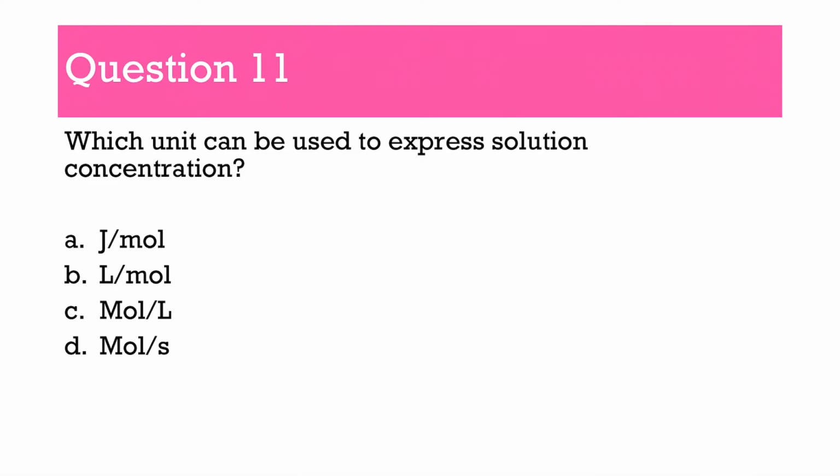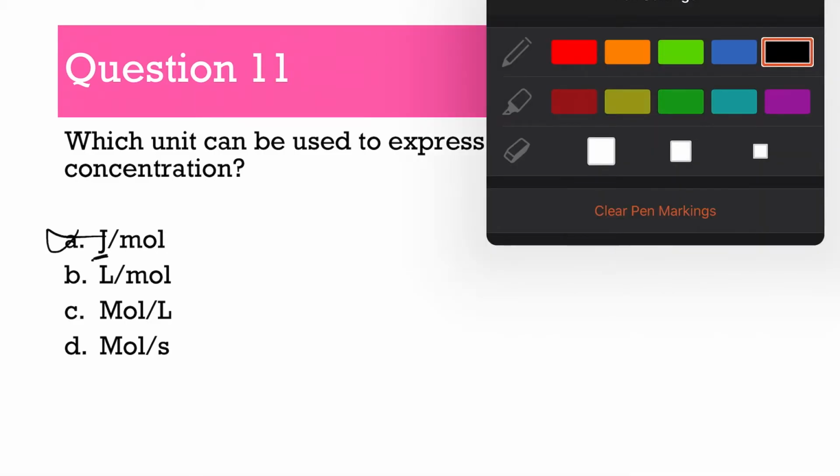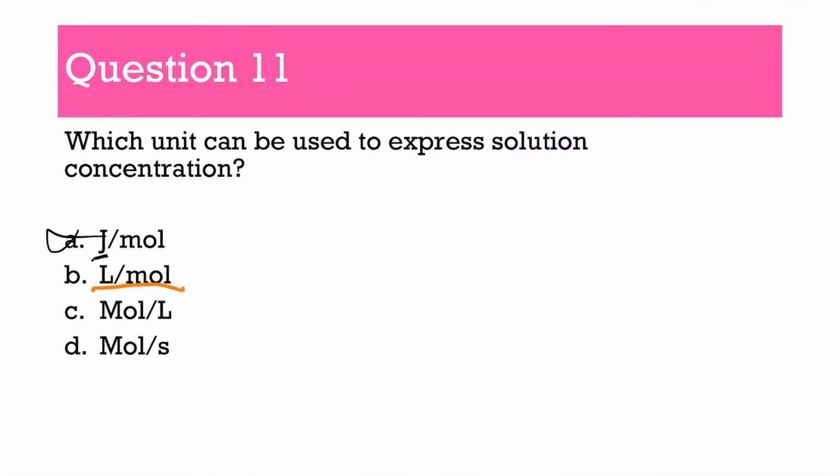Number 11, which unit can be used to express solution concentration? So J is joules. We haven't talked about that. Not going to be that. Liters per mole. It's using the right units, but in the wrong way. So remember, again, molarity is moles over liters. So liters per mole is backwards.